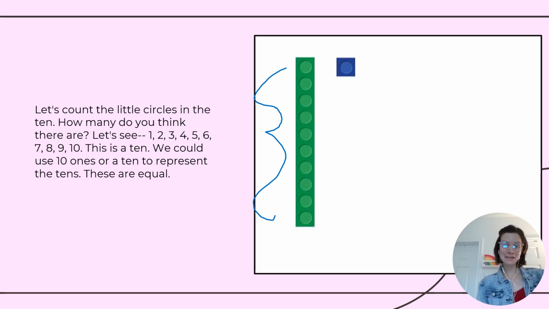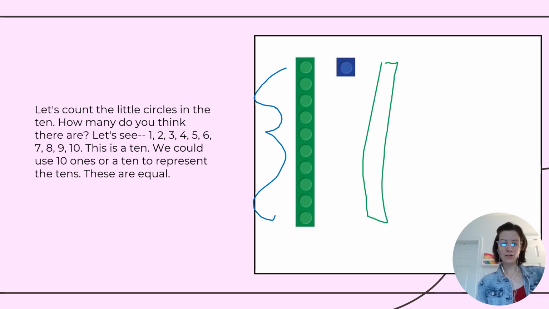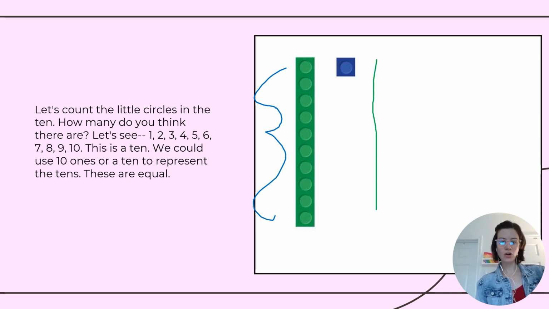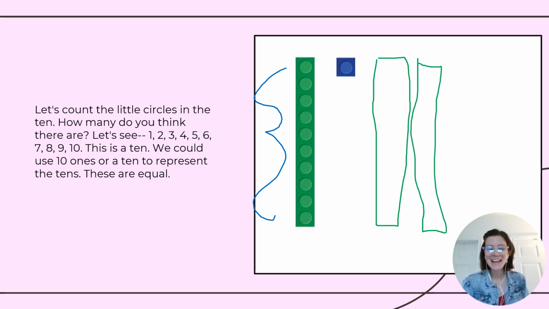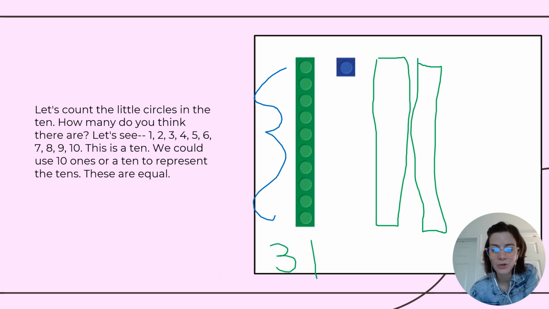Now, if I had more of these 10s drawn, if I had 2 more up here, let's just say, sorry guys, you get the picture. These are 2 tens. If I counted each 10, ready, 1, 2, 3, that would equal 3 tens. And don't forget about your 1 and 1.